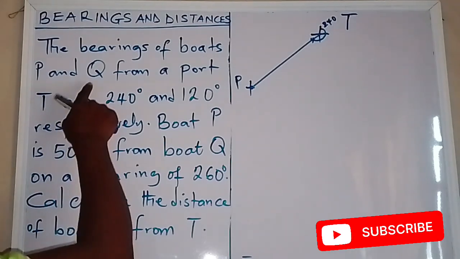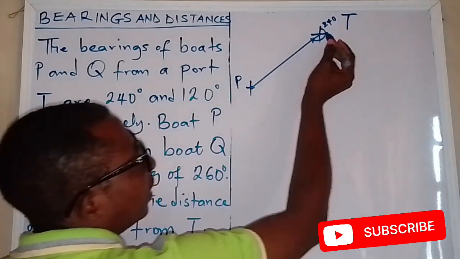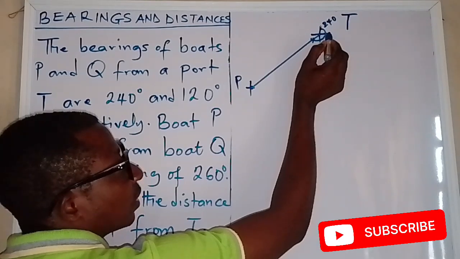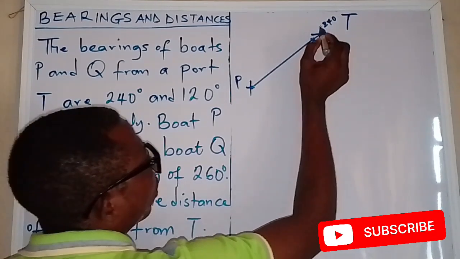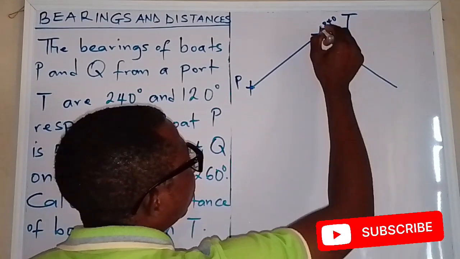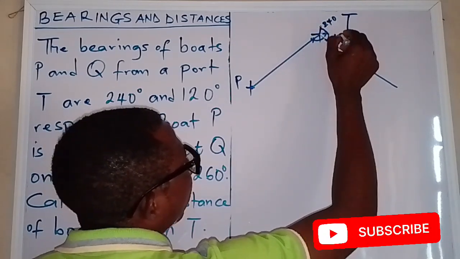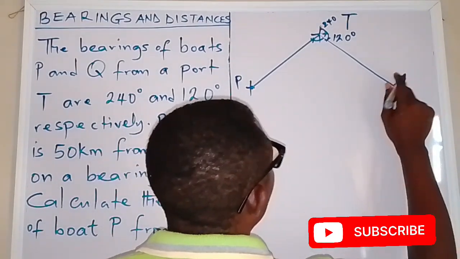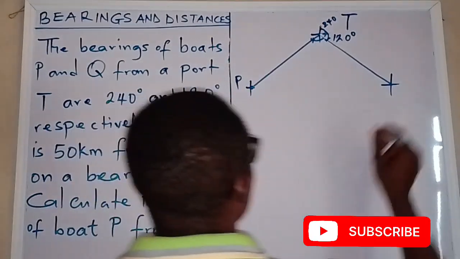All right, so now let's look at the bearing of Q from the same T. We are reading 120. So from north to east, we must have covered 90, so we need 30 more. The reading comes like this, down to this place. So this is 120 degrees, and we have point Q here.